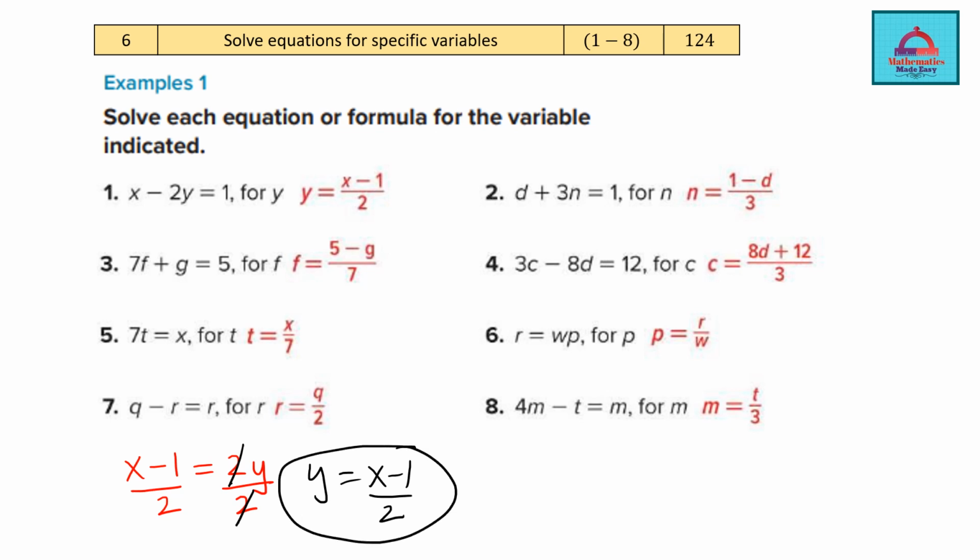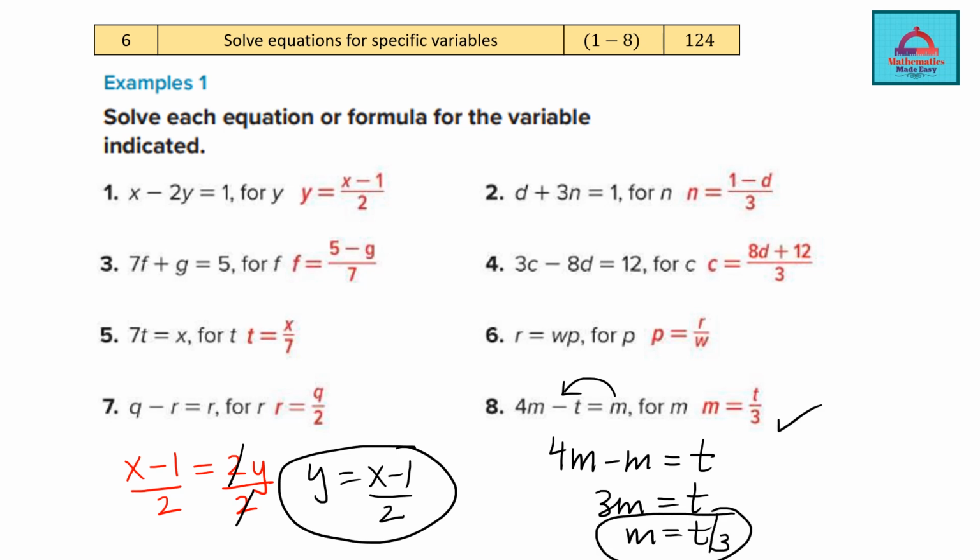Isolate the variable which you need to find. For example, in this question you need to solve for m. That means you will keep m on one side. So 4m, keep this m on the other side, minus m is equal to t, or 3m is equal to t. So m is t divided by 3. So that's your answer.